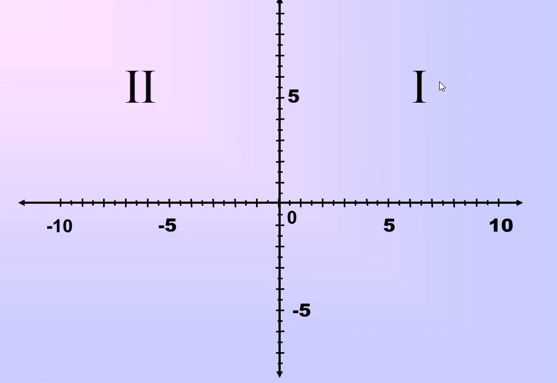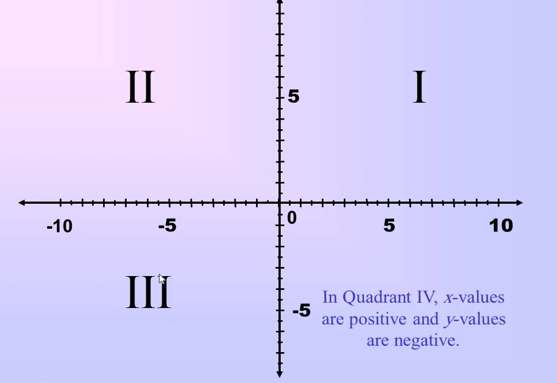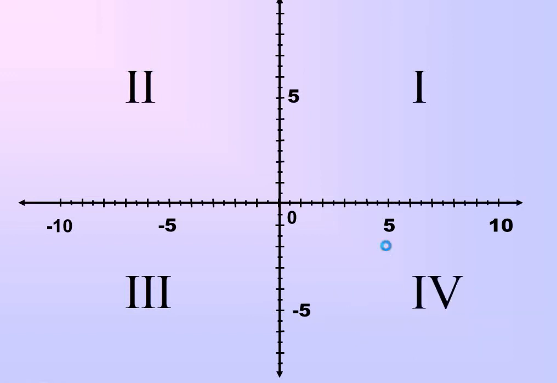Now in the second quadrant, which I mark by this Roman numeral, the x coordinate is negative and the y coordinate is positive. In the third quadrant, the x coordinates are negative and the y coordinates are negative. In quadrant 4, as you can see here, the x values are positive and the y values are negative.